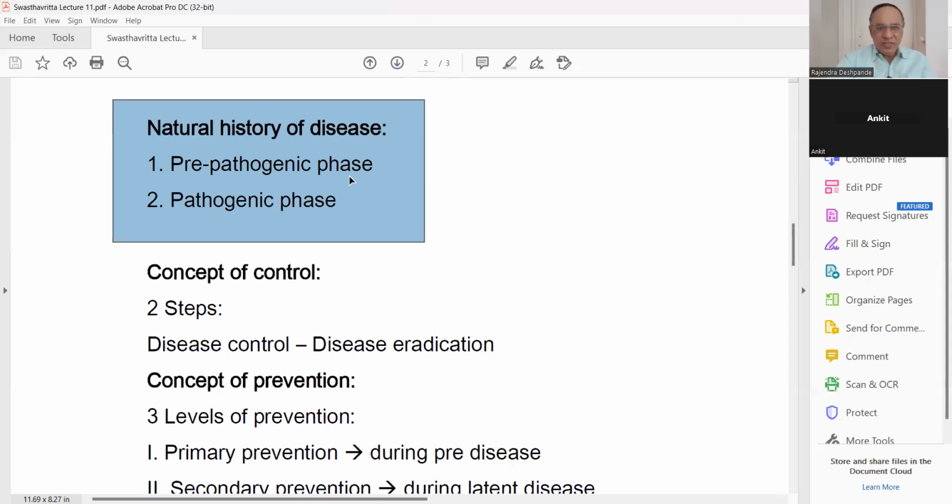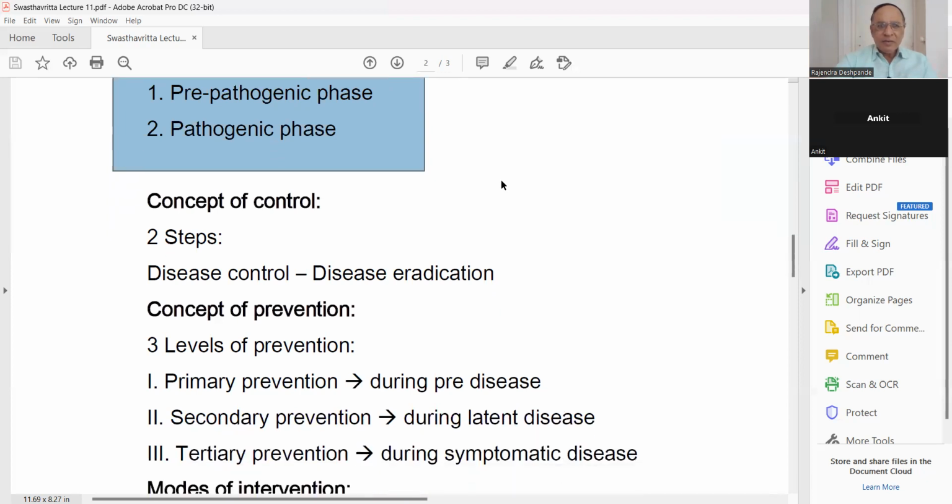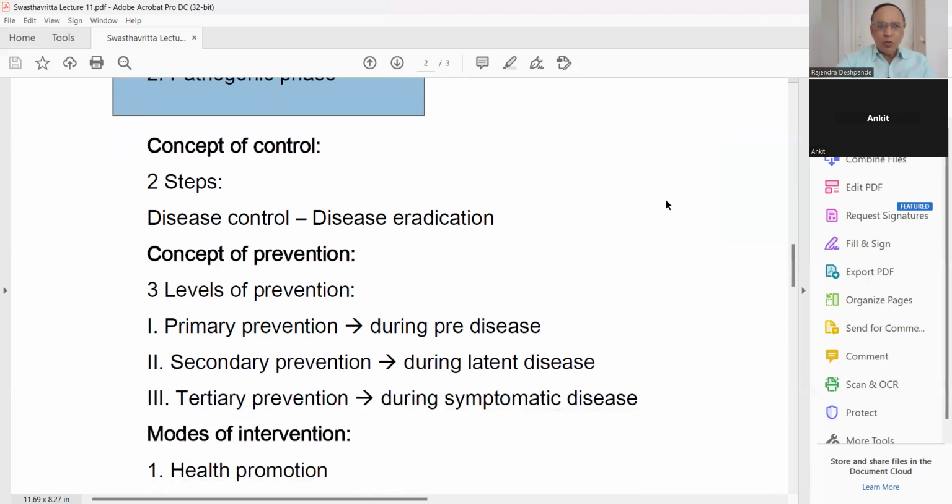Natural history of the disease: pre-pathogenic phase and pathogenic phase. Please write down natural history, how the disease develops from 0 to 100. How is it happening? First is the pre-pathogenic phase and then the pathogenic phase. Please write down natural history of disease. Very simple.